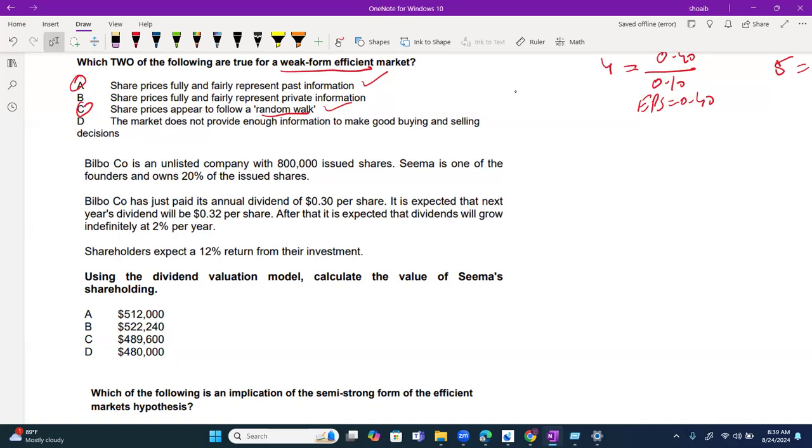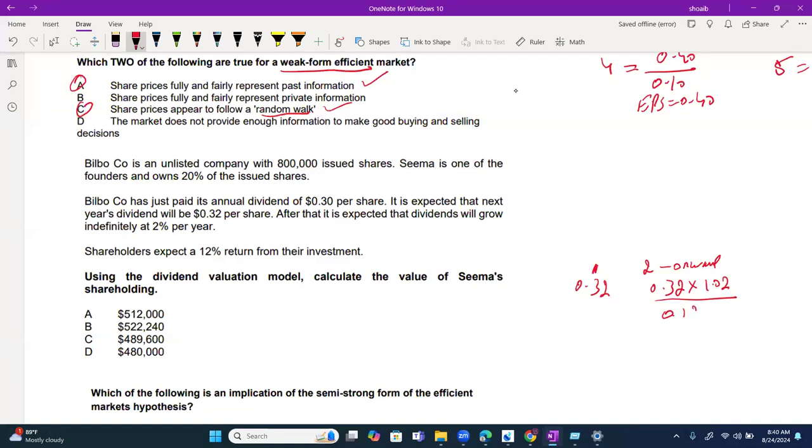So technically, this question is saying that in year 0, they have paid the dividend. In year 1, they are expecting a 0.32 dividend. And from year 2 onwards, this dividend is going to increase by 2% for the foreseeable future. So the multi-growth model will come here. We will apply the multi-growth model.